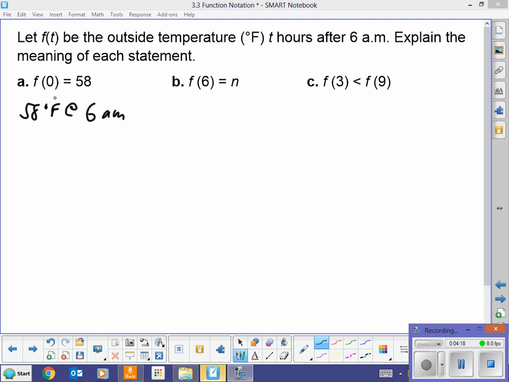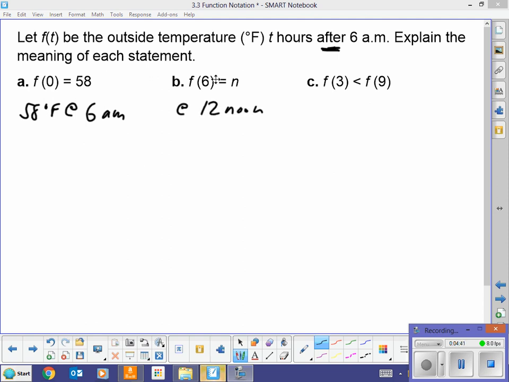So it hasn't really changed. The time hasn't changed. We're still at time 0, and this is t hours after 6 a.m. So it's 0 hours after 6 a.m. f of 6 equals n. Well, this is the temperature 6 hours after 6 a.m. So this is at 12 o'clock, at 12 noon.